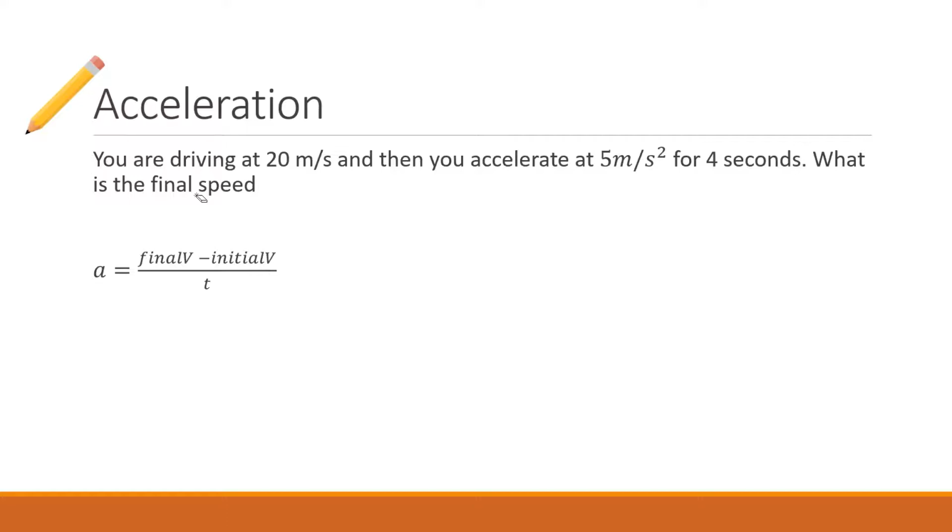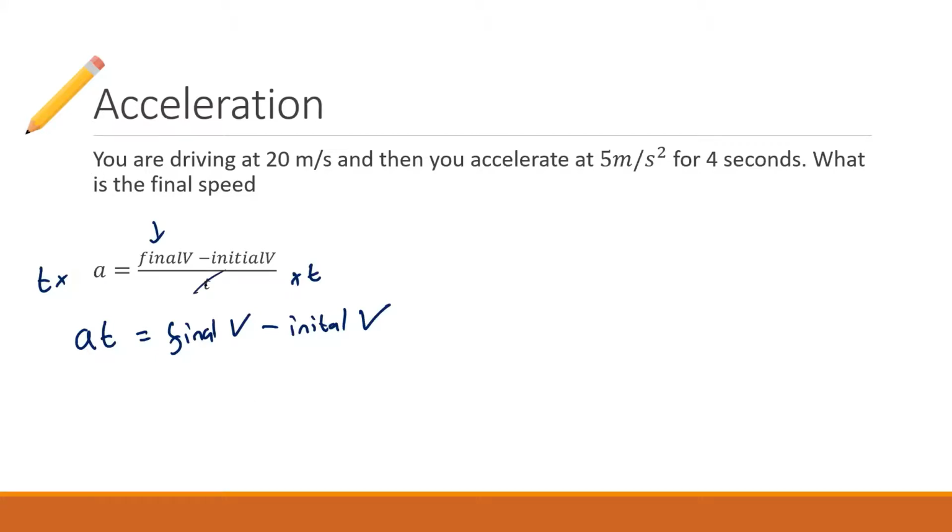What is the final value that you get from this measurement? Now we can calculate that. We don't want to know A anymore. We want to know the final speed. So I'm going to multiply both sides by T. AT equals final minus initial.